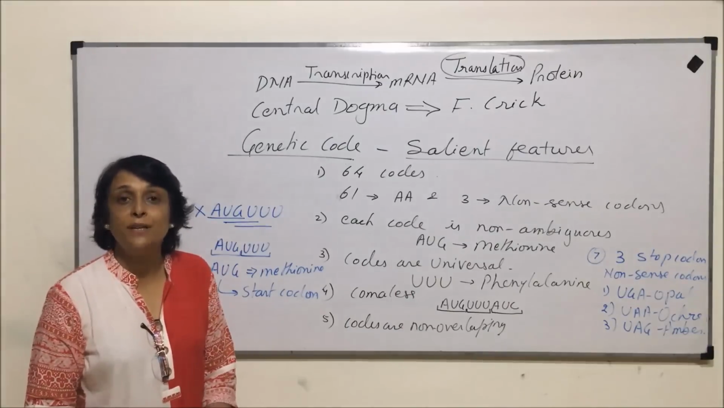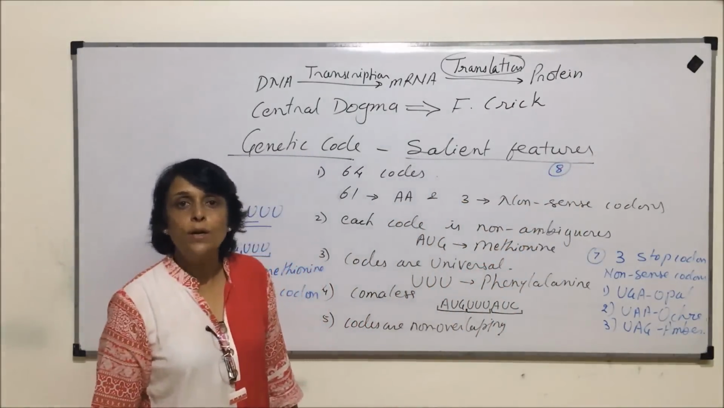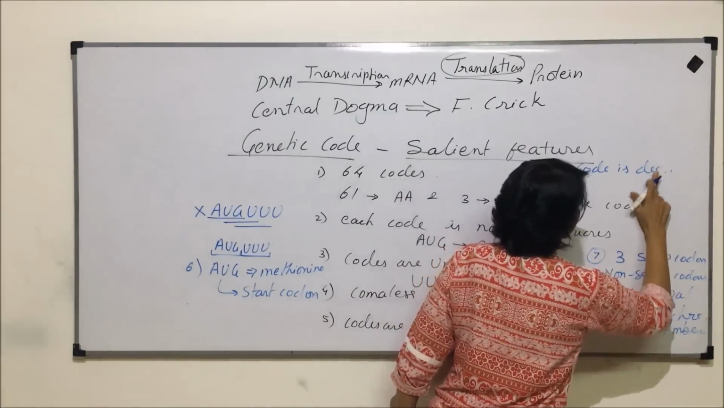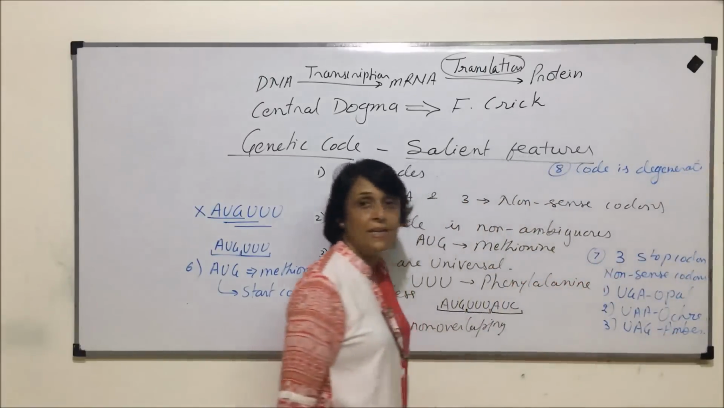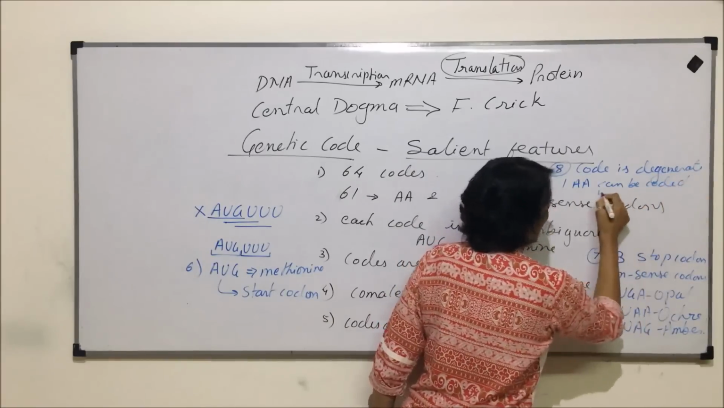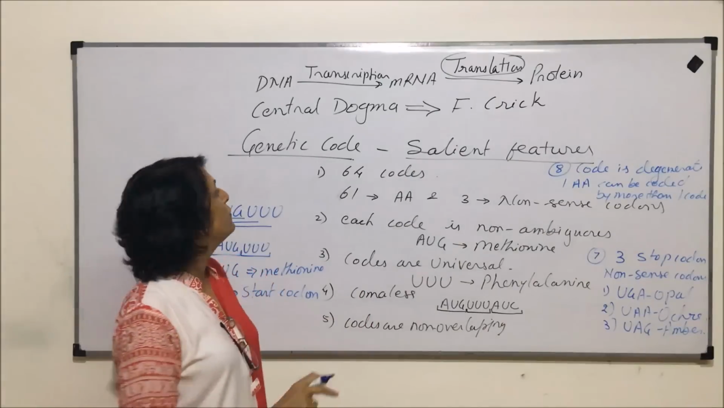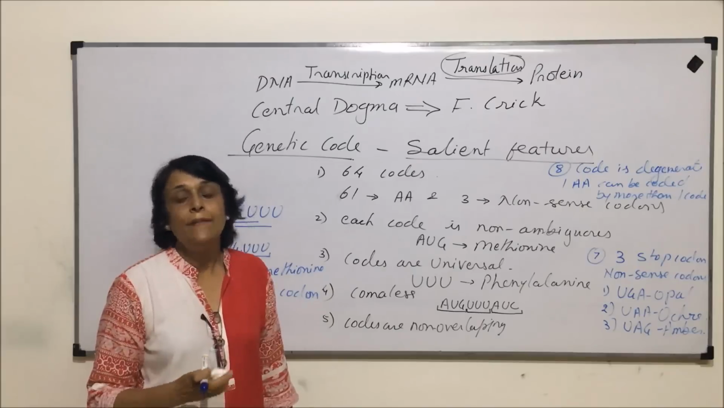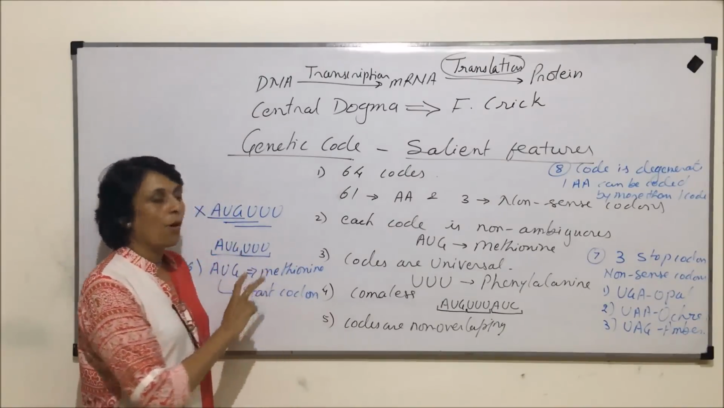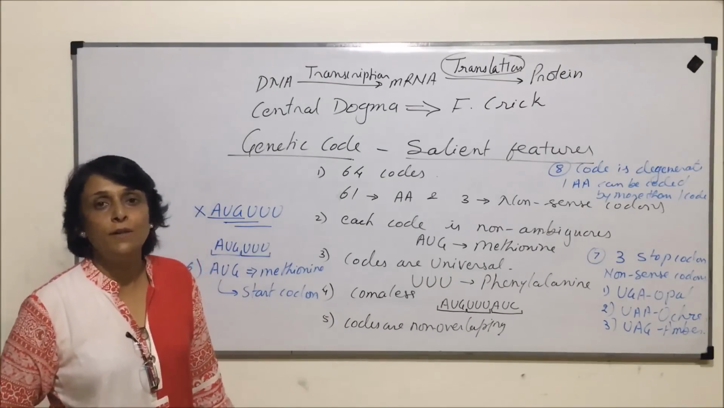One more important thing that we have to remember here is that whenever we talk of these salient features, we say that the code is degenerate. This means one amino acid can be coded by more than one code. And if you read that table of genetic code carefully, those 64 codes, you can find that there are certain amino acids which can be coded by more than one codon. So these are the important features about the genetic code which we need when we come to the actual process of translation. So from the next video, we'll start with the actual process of translation.